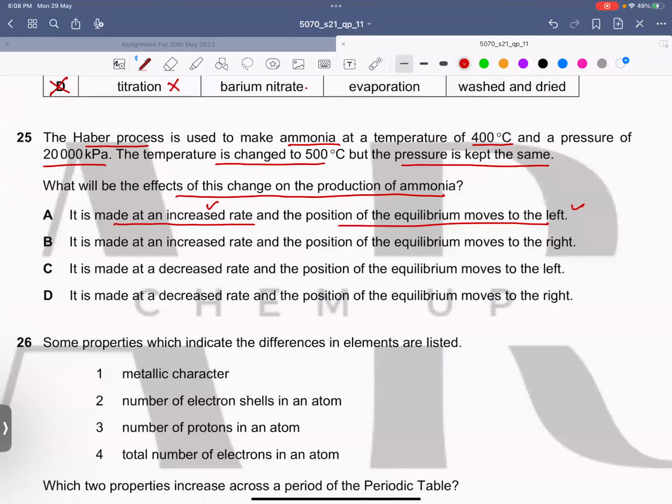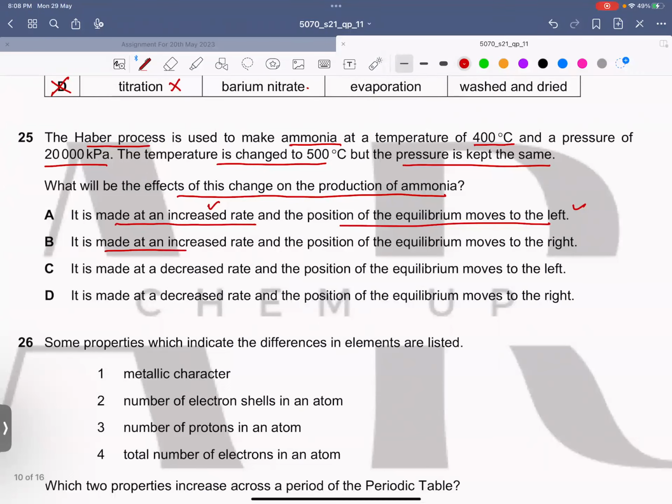But look at the next one. It is made at an increased rate. That is fine. The position of equilibrium moves to the right. That is wrong. It is made at a decreased rate. So C and D go wrong, and A is your correct answer. Now, question number 26.